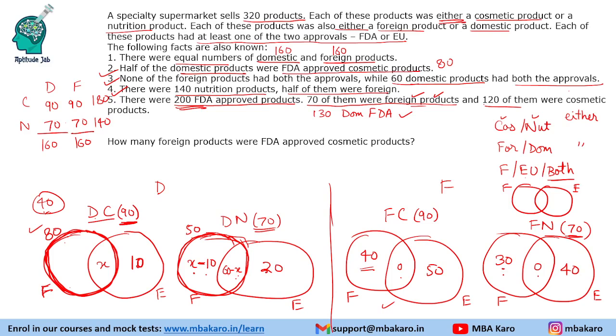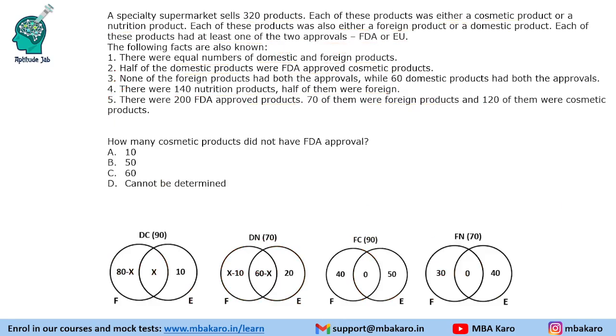How many foreign products were FDA approved cosmetic products? FDA approved cosmetic products. Okay. So FDA approved foreign cosmetic products is 40. The answer is 40. How many cosmetic products did not have FDA approval? So these are the cosmetic products and we have 50 products here and 10 products here that did not have the FDA approval. So total 60 products do not have FDA approval.